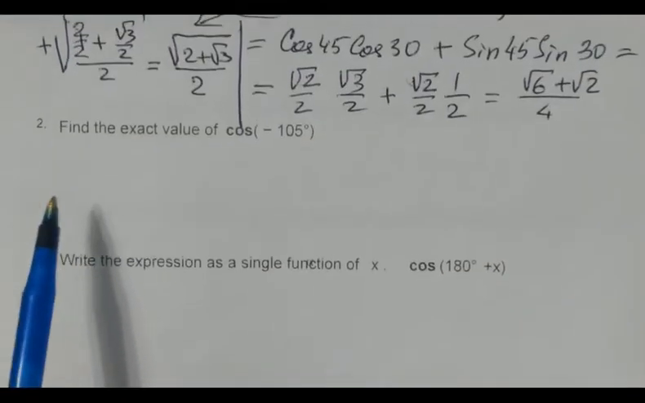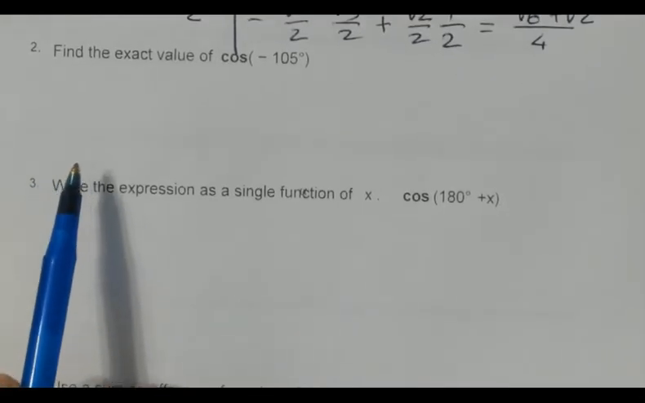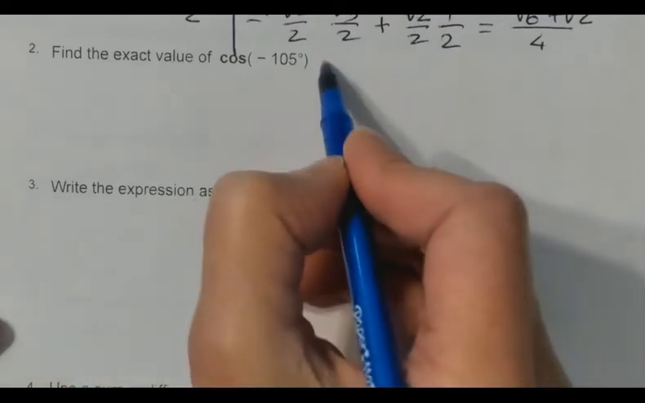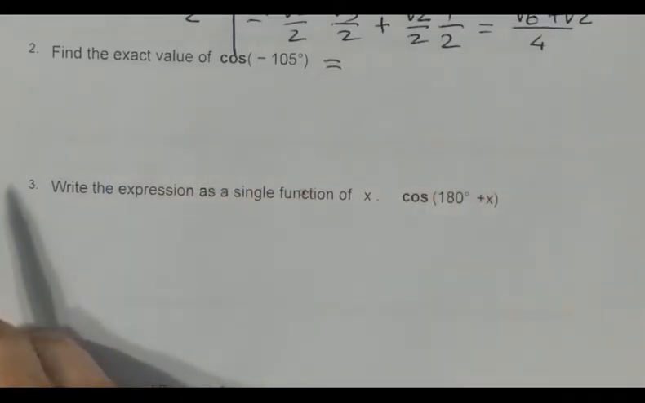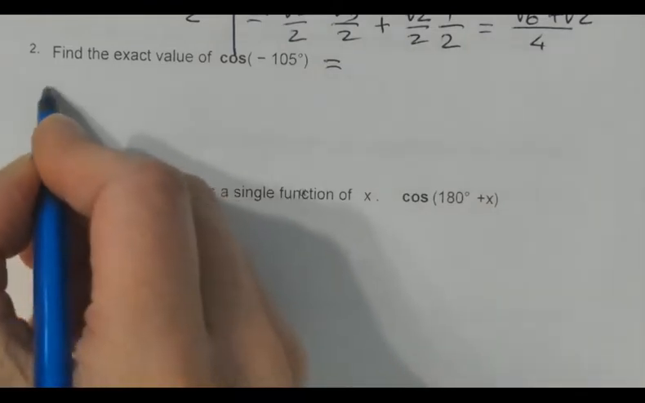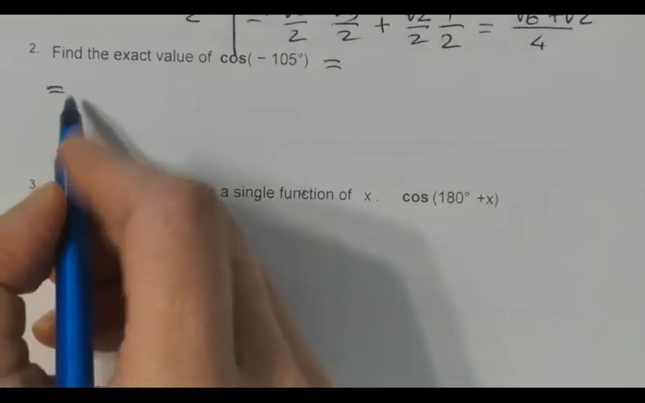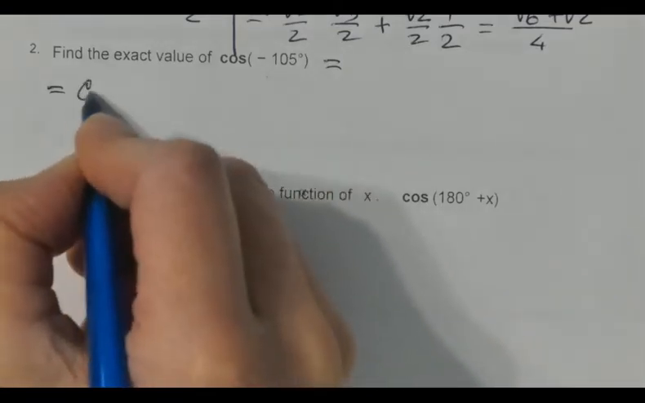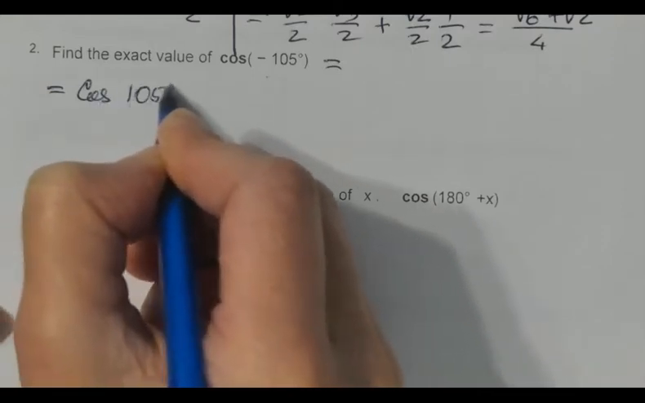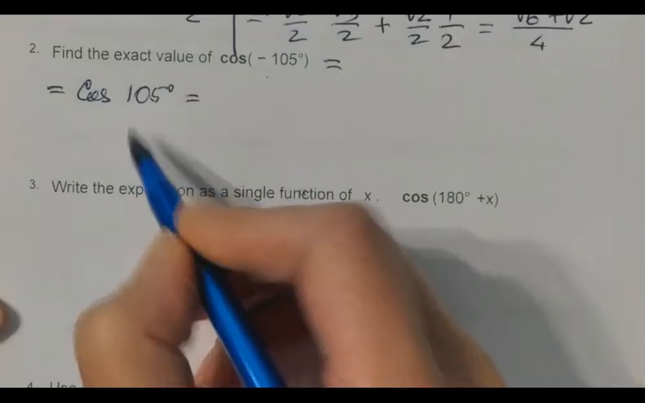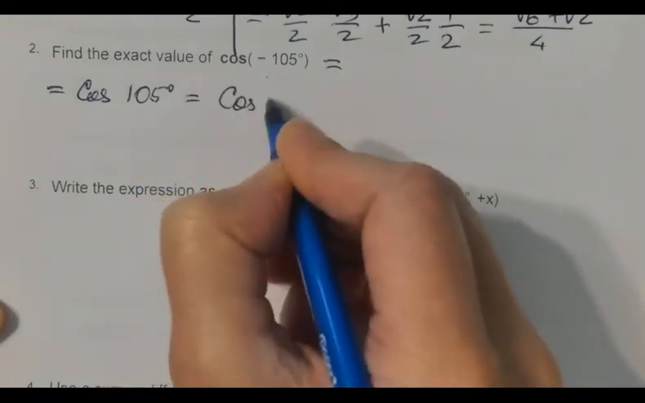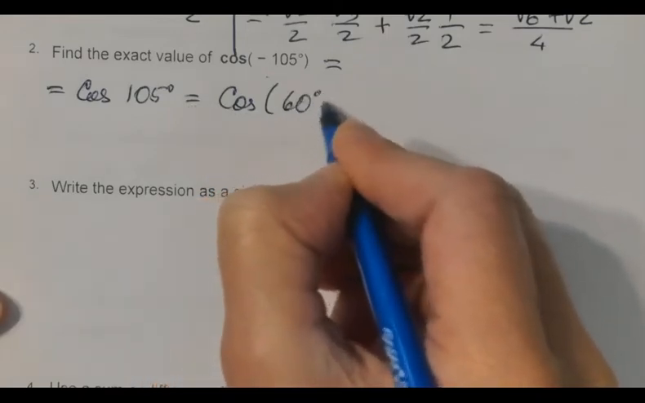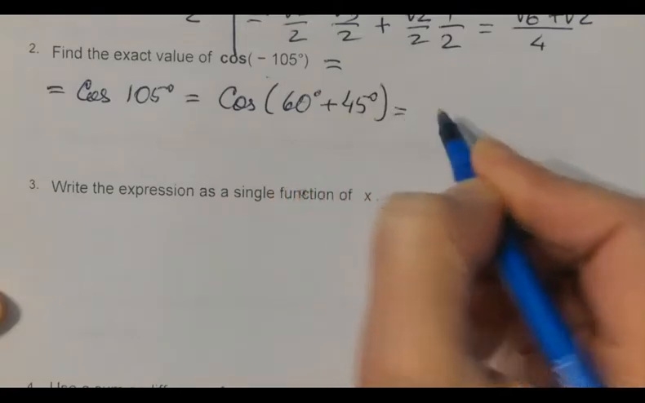So, find the exact value of cosine of negative 105 degrees. Let us use again the cosine of sum identity. First, recall that cosine is an even function, so cosine of negative 105 will be equal to cosine of 105 degrees. Then 105 can be represented as a sum like 60 degrees plus 45 degrees.